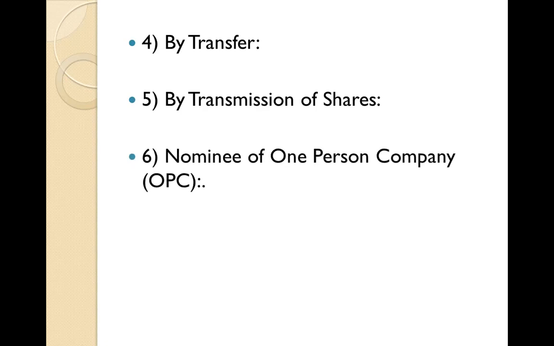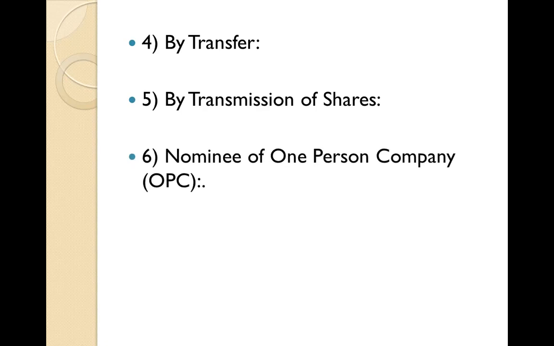Transmission of shares. This type of position is available in case of death of a shareholder or insolvency of a shareholder. After the death or insolvency, ownership or membership is automatically transferred to the legal heirs. It means that the legal heir acquires the membership.